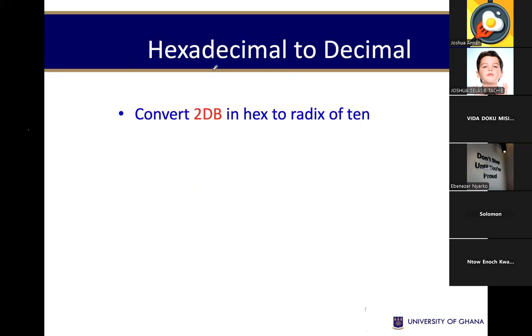Now, hexadecimal to decimal, right? So I'm going to have 2DB in the hex form, and I want to convert it to the decimal or a base of 10 or a radix of 10. So what am I going to do? All I'm going to do is look for the place value, right? So that's it. So what am I having? I'm going to have 2DB, which basically is expected to give me this.